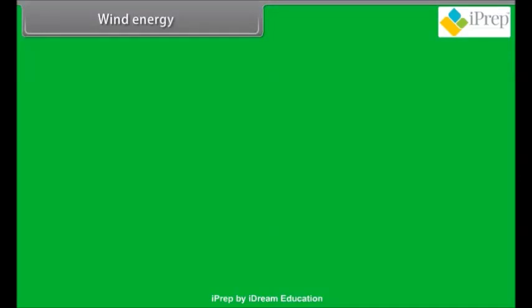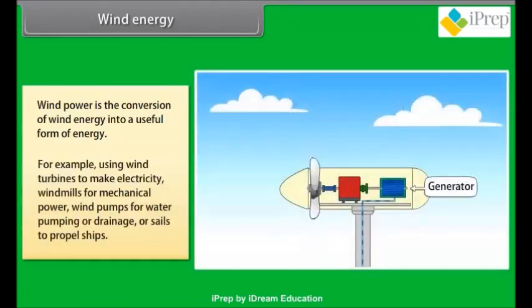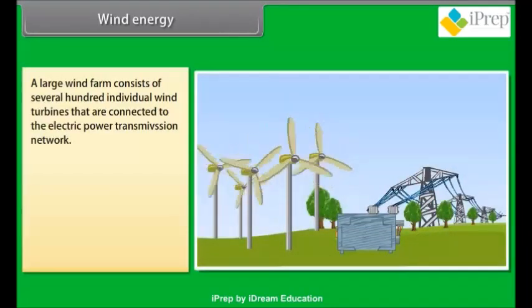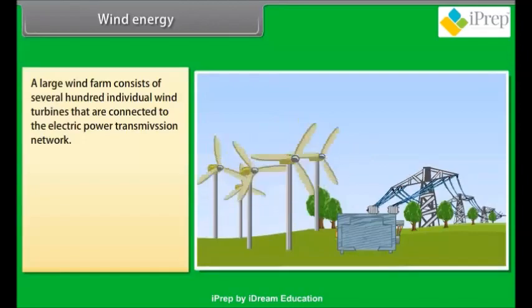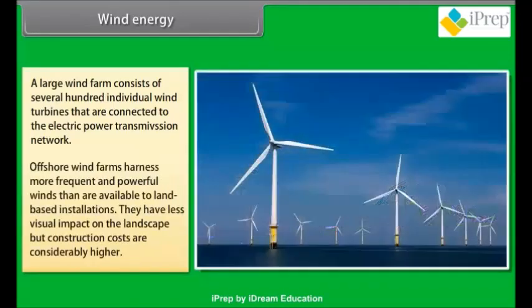Wind energy. Wind power is the conversion of wind energy into a useful form of energy, using wind turbines to make electricity, windmills for mechanical power, wind pumps for water pumping or drainage, or sails to propel ships. A large wind farm consists of several hundred individual wind turbines that are connected to the electric power transmission network. Offshore wind farms harness more frequent and powerful winds than are available to land-based installations.